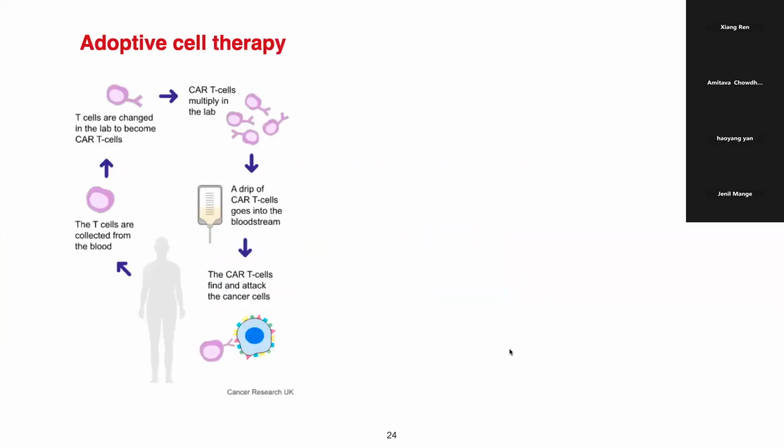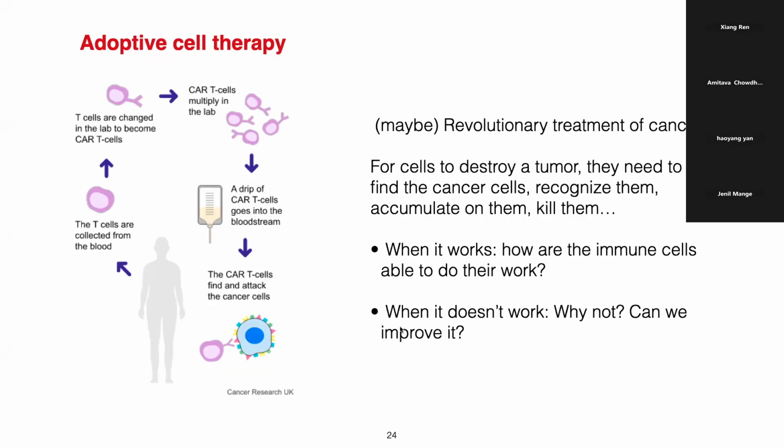Okay, so I think maybe everybody is somewhat familiar with adoptive cell therapy. The idea is that for a cancer patient, in order to treat the cancer, one way to do this is to take some of the cells, for example the T cells from the blood, retrain them by reprogramming them to recognize the cancer, and then re-inject the cells into the same patient. So this is called adoptive cell therapy. There are many ways to do this, but this is the general idea. So this is maybe a revolutionary way to treat cancer.